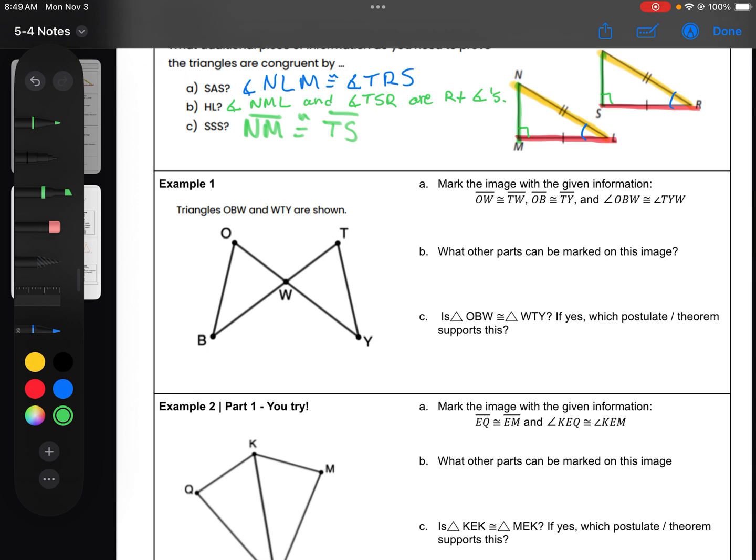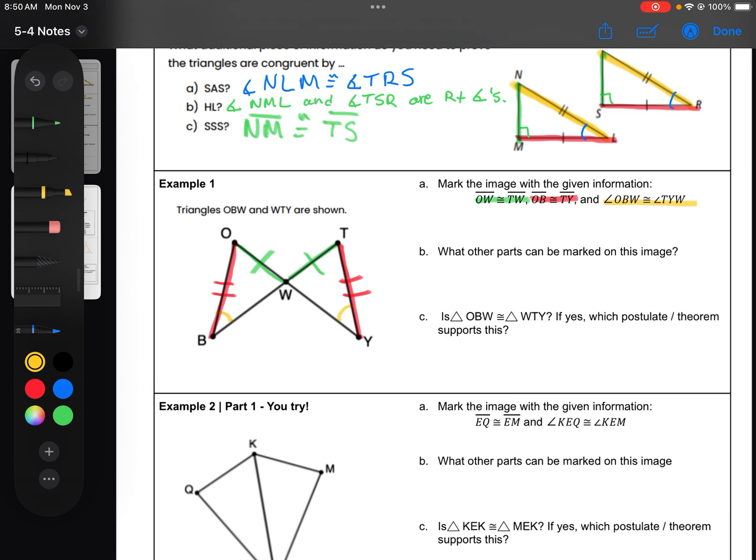All right, example 1, we have triangles OBW and WTY. They are shown. Mark the image with the given information. So the given information is that segment OW is congruent to segment TW. So I'm going to go ahead and mark that now. OW is congruent to TW, and there's my tick mark. We have also that OB is congruent to TY. So here's OB, here's TY. They are congruent to one another, okay? And then the last thing that we are given is that angle OBW is congruent to angle TYW right here, okay?